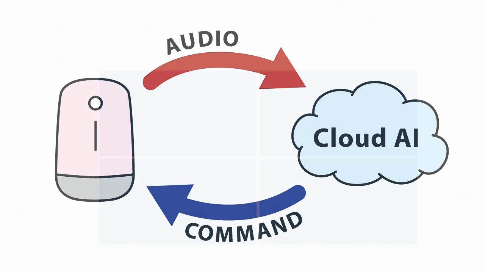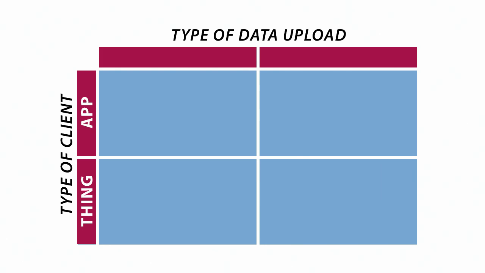From a user's perspective, cloud AI services may be categorized into four quadrants on a 2x2 matrix. On one axis, we have the type of client involved, which may be a software application or a physical object or thing. On the other axis, we have the type of data upload, which may be structured or unstructured.